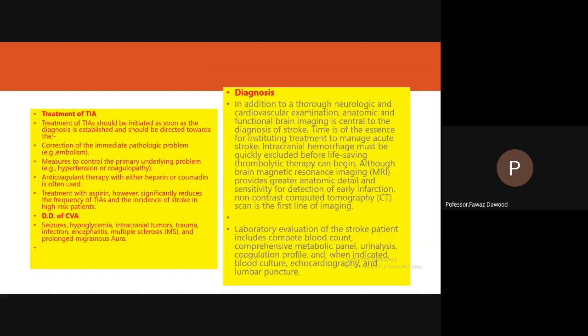The treatment, whenever the diagnosis has been established: correction of the immediate pathological problem, and control of the primary underlying problem. That is to say, if the patient is suffering from hypertension, which is considered the most common cause. Or here we could prescribe sometimes an anticoagulant like heparin, warfarin, and even aspirin, which is going to reduce the frequency of the TIA.